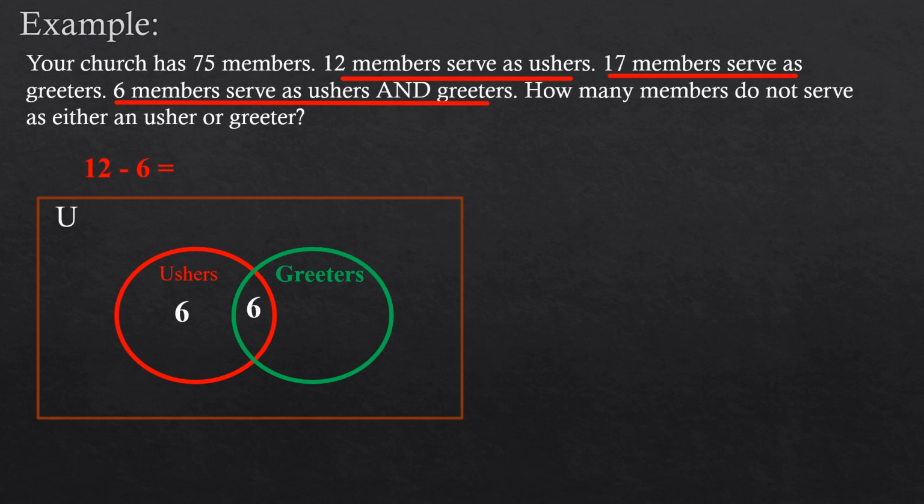17 members serve as greeters. But 6 of them live here because they serve a dual purpose. So I'm going to say 17 minus these 6 will give me the ones that live out here. So that would give me the 11 that are out here.